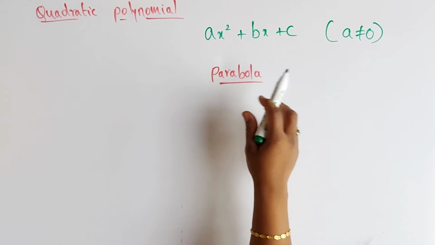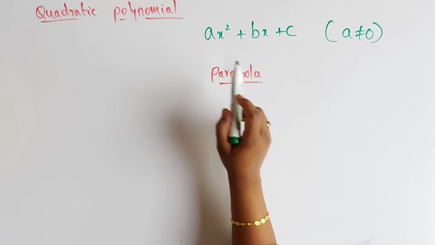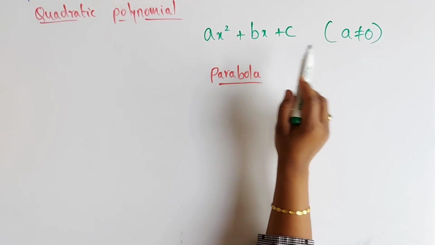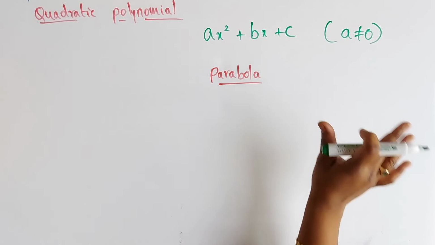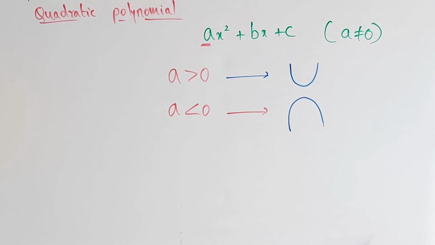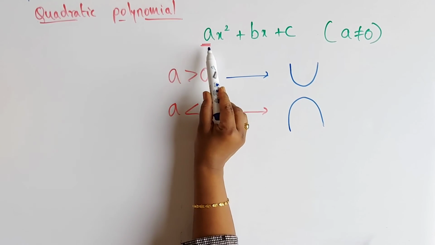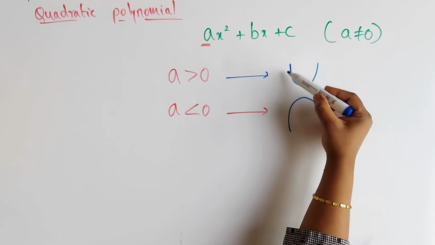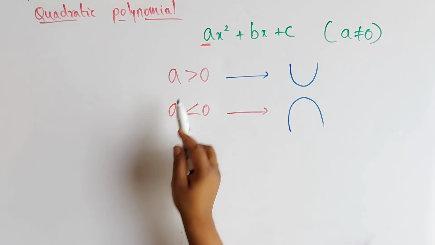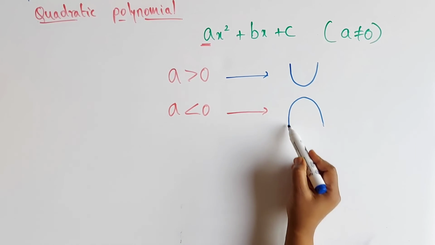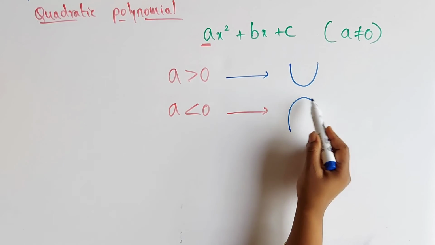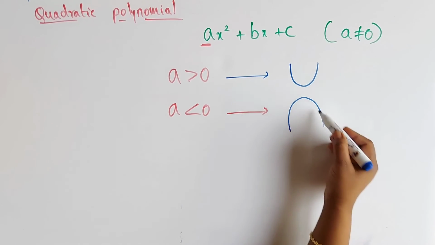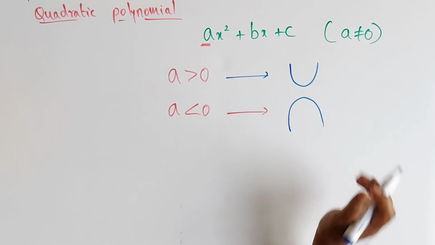Here is the standard representation of a quadratic polynomial, children, that is ax² + bx + c, where a is not equal to 0. This you already know. Correct? Here is one more thing, children. If a is greater than 0, the shape of the parabola opens upward, like a U. And if a is less than 0, the shape opens downward, a reverse U. Correct, children?